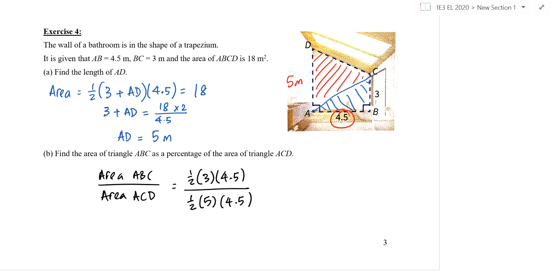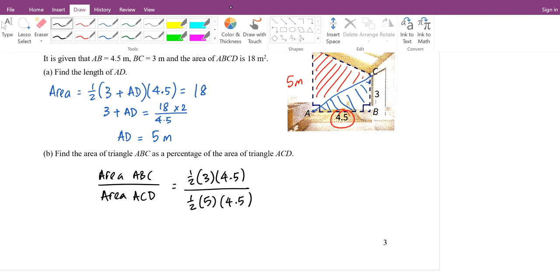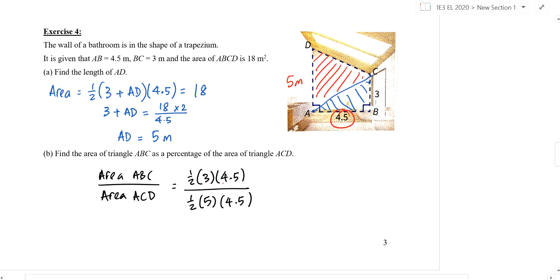So we notice that there are many numbers that are common. So we can divide both numerator and denominator by 4.5. We can divide both numerator and denominator by half. So this over here is our ratio, but we wanted percentage. So we multiply this by 100%. So our final answer will be 3 over 5 times 100%, that will be 60%.